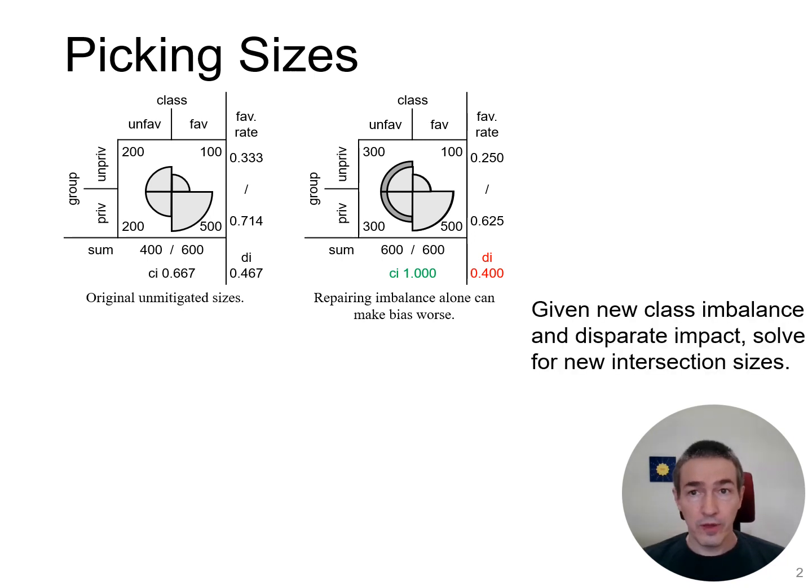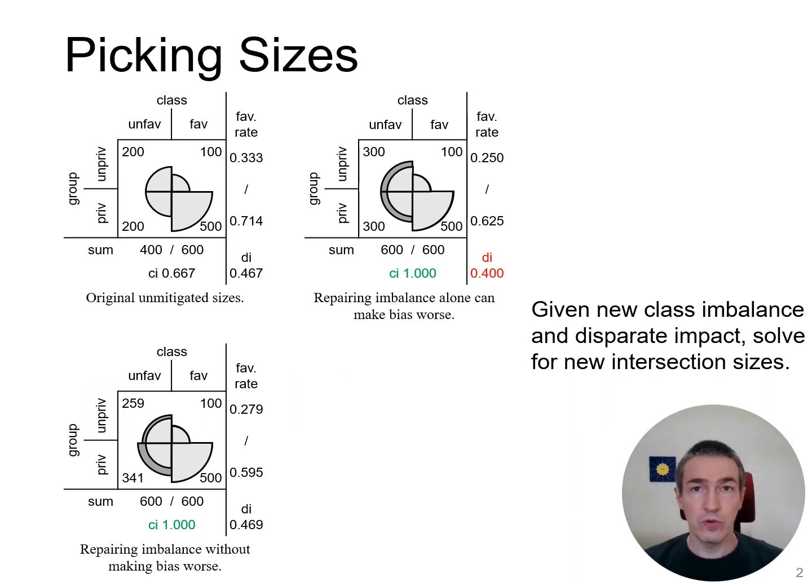Now, one thing that you could use our new algorithm for is to just repair one or the other separately, or you can repair both simultaneously. Either way, what you do is you have a desired new class imbalance and disparate impact, and you then solve those equations for the desired intersection sizes.